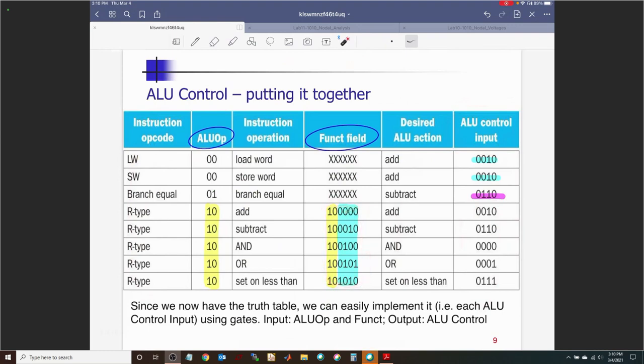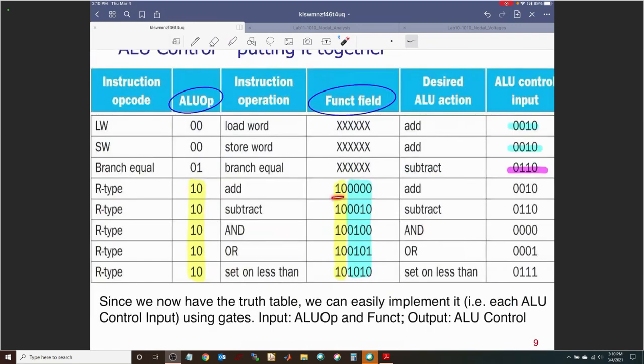Now you may say, all right, where do I find the function field for add? Where do I get this information from? For the general case, you would simply go back and take a look at your MIPS card. For an R-type instruction, you would have an opcode field, and you would also have the function code field. Whatever the function code is, that would be your 6 bits over here. So that is coming from the reference card itself.